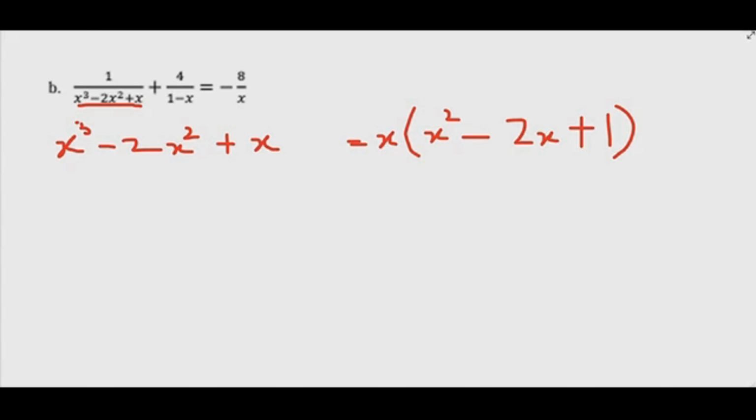And if you remember, this is the basic algebraic formula, which is a minus b whole squared. So this can also be written as x into x minus 1 whole square, right? So this was the denominator that we had on the left hand side. We can write it down as left hand side.